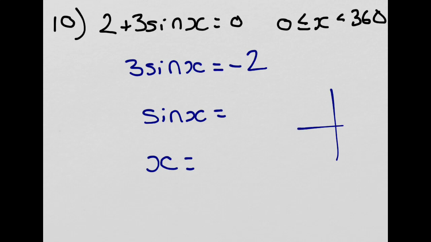Now we need to use our CAST diagram, and you find out if sine is positive or negative by your answer from here. You take the 2 quadrants that applies to. So if it's positive, it's going to be in the first 2 quadrants, A and S, and if it's negative, it will be in quadrants 3 and 4, which is T and C. You then use your angle fact to calculate the 2 angles.